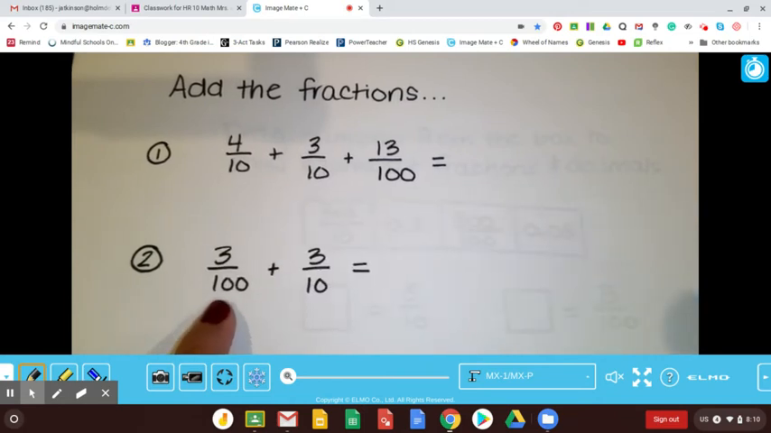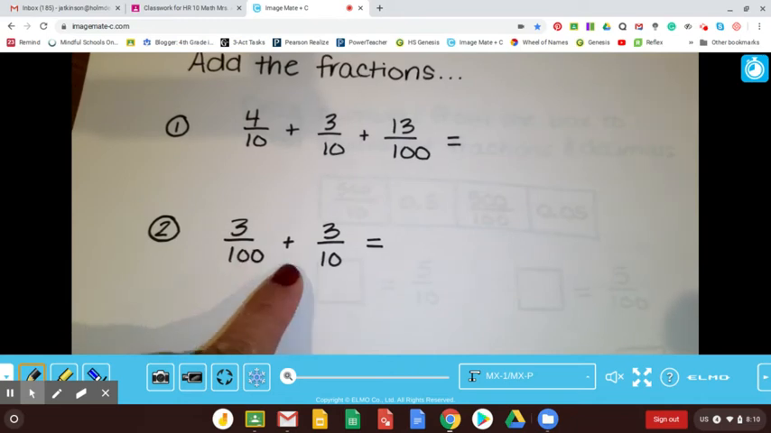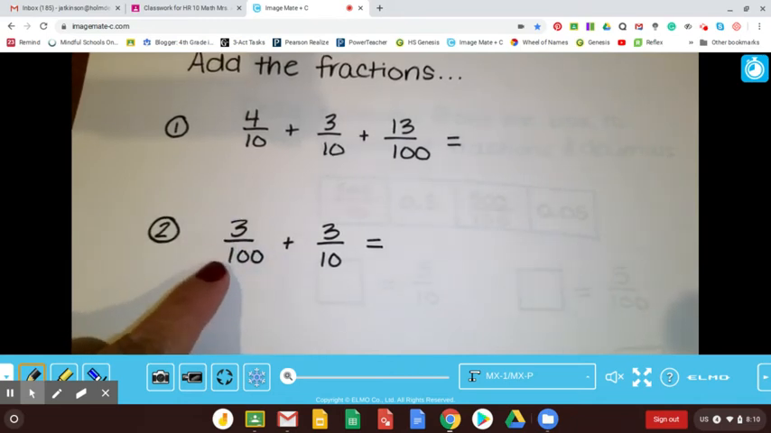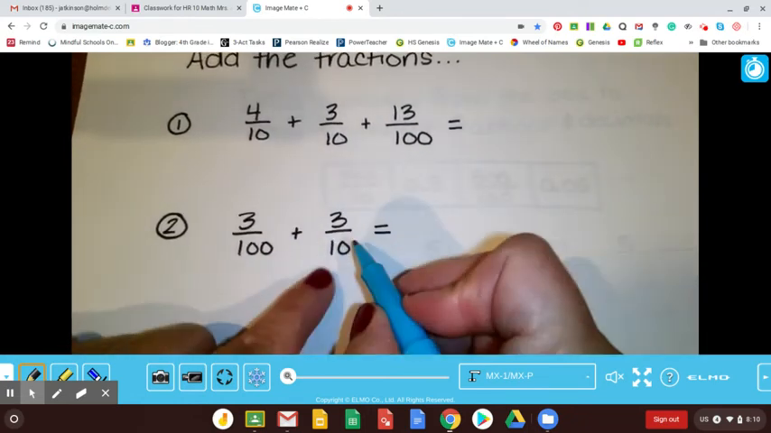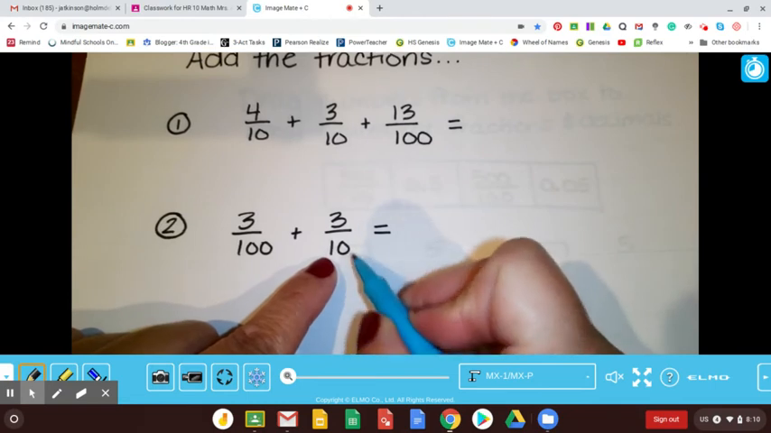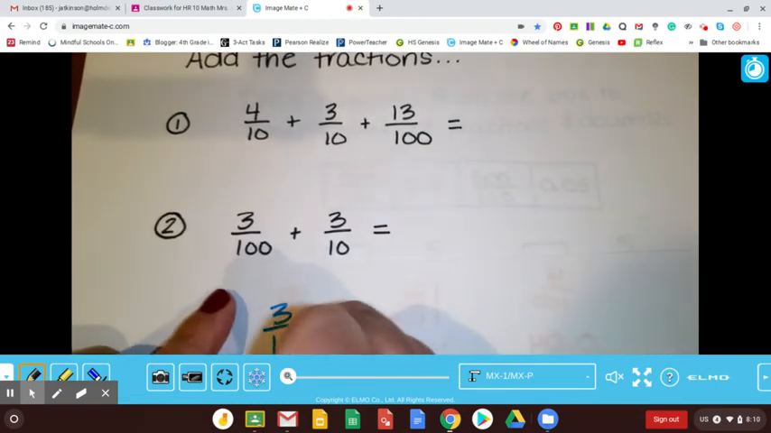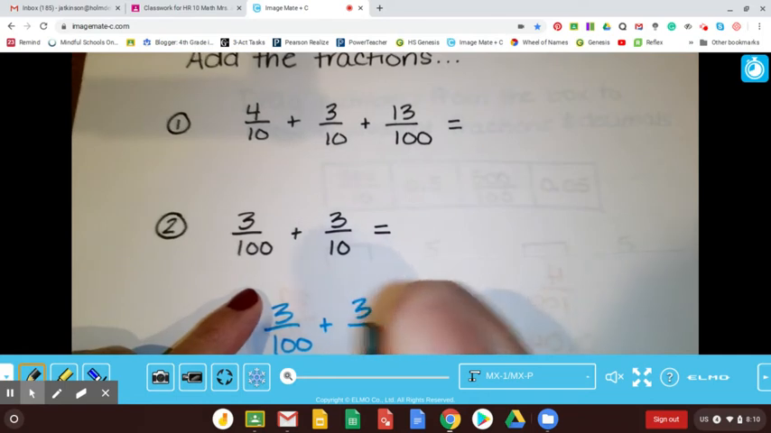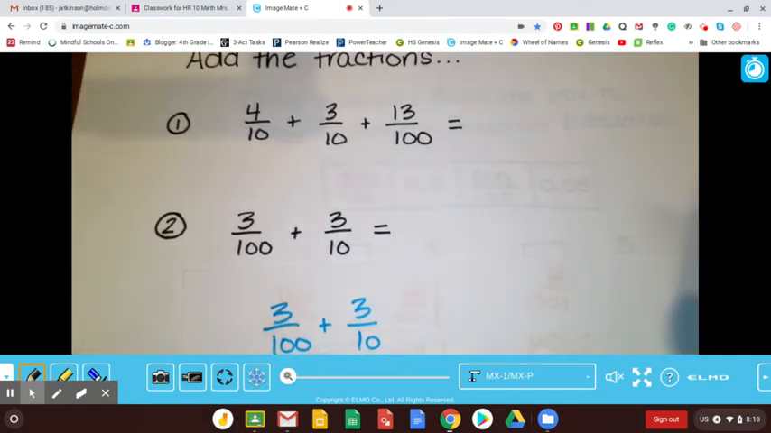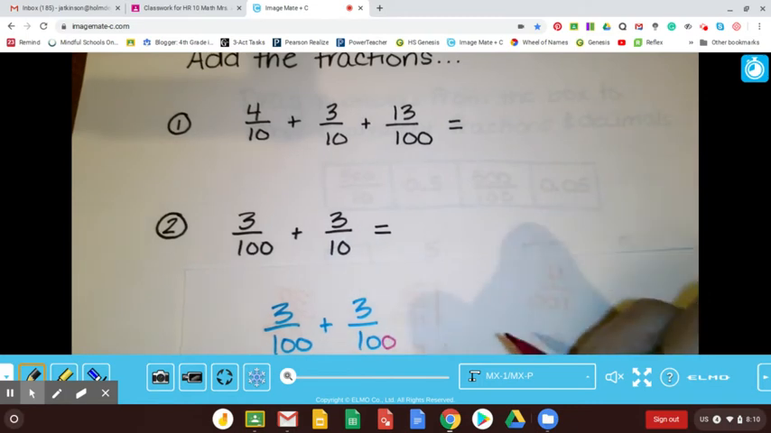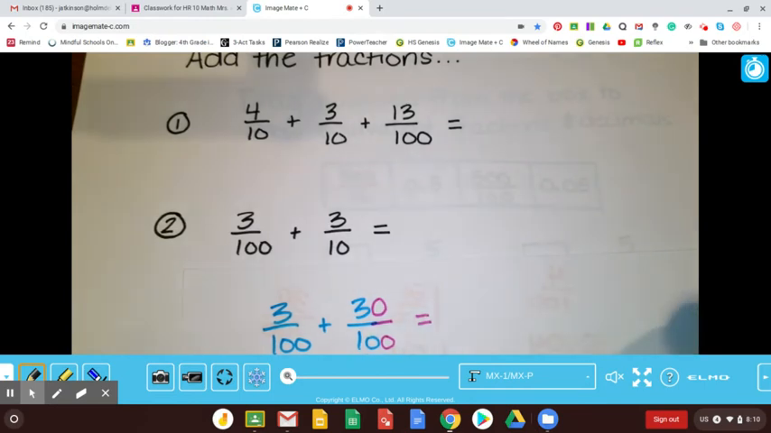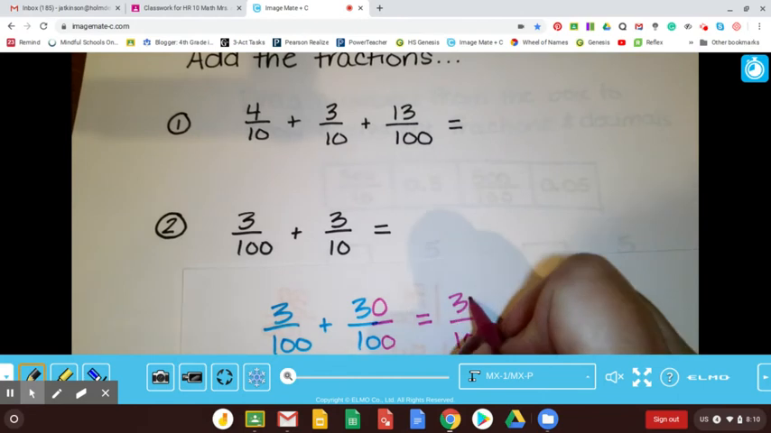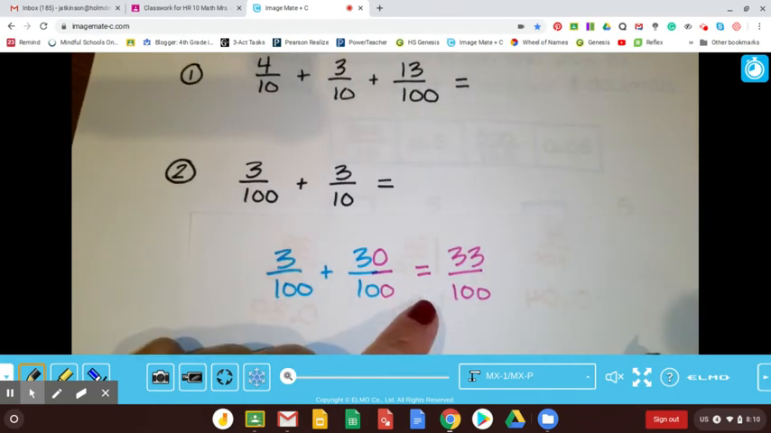Let's try another one. We have 3 hundredths plus 3 tenths. All right. We can make our denominator a 100. Let's just recopy the problem. Instead of keeping it a 10, I'm going to make it a 100. By doing that, I also have to make that 3 into a 30, and now I can solve my problem. So 3 plus 30 is 33, so my answer would be 33 hundredths.